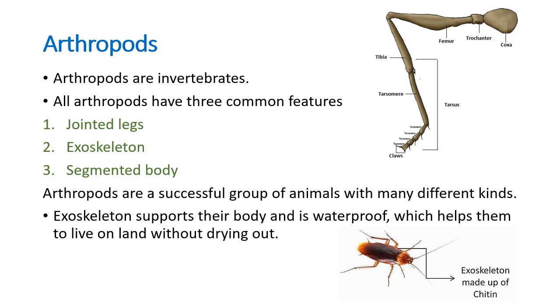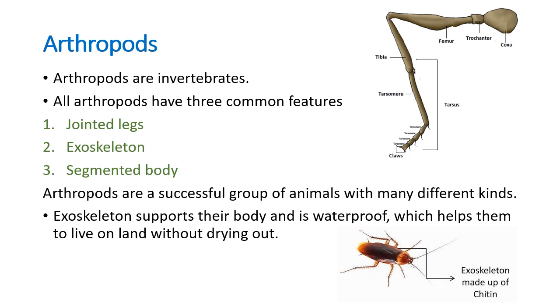Arthropods are invertebrates, which means they do not have a backbone. Arthropods can be recognized using the following 3 features: having jointed legs, an exoskeleton, and a segmented body. The diagram shows the structure of a jointed leg. It is made up of different parts. So all the arthropods have this type of jointed legs.